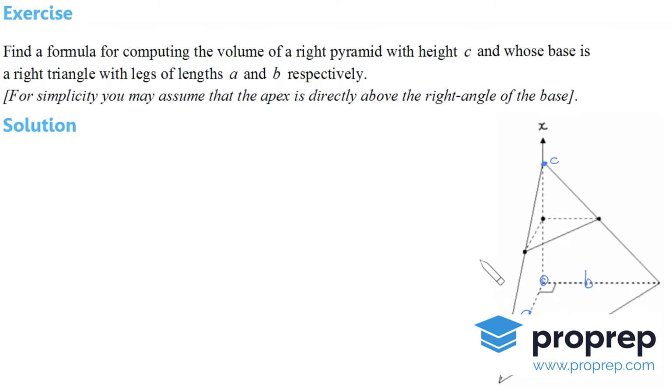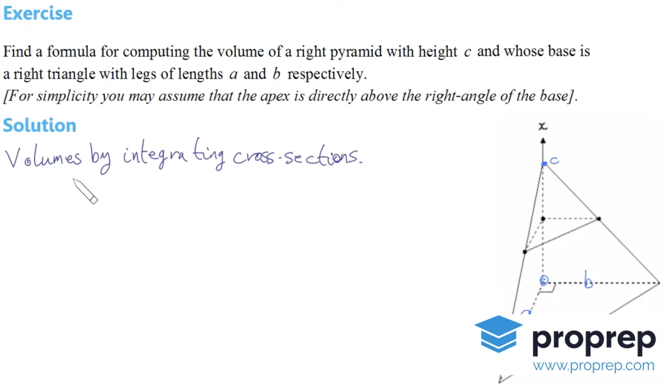Now we're going to use the method which last time I called volumes by integrating cross sections. And as you can see, I've drawn a cross section. Now what we're going to do is let this bit here be of length x in general, and x is going to go from 0 to C, and for each x we're going to get the cross section, and I'll highlight it.